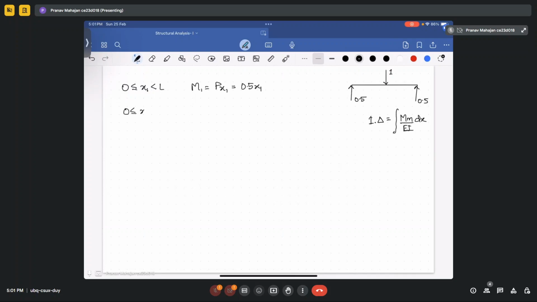Now when 0 is less than x2 is less than L, your M2 will become P into L plus x2. Okay, so it will be 0.5 into L plus x2. For the third section, it will be symmetrical because the loading is symmetrical from both sides. So your M3 will become 0.5 into L plus x3.